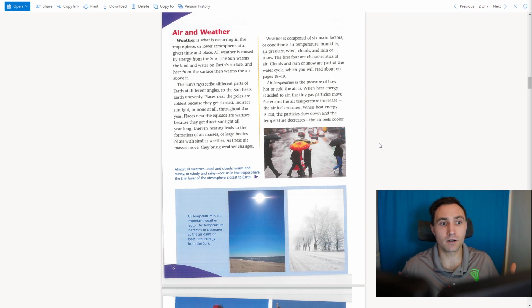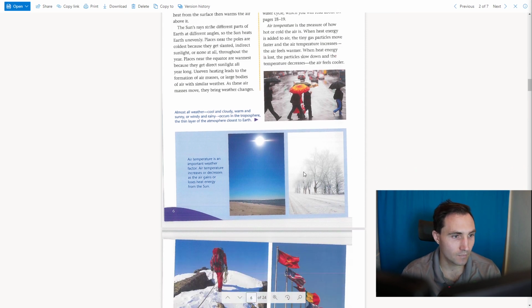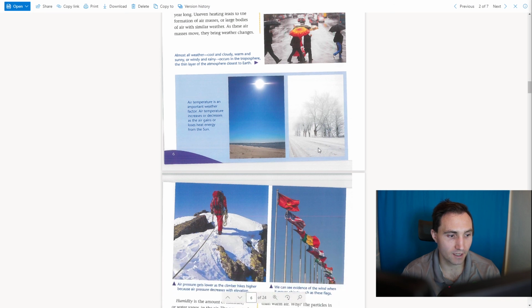So during the winter, the air particles are getting slower. They're moving slower, so that's why it's feeling colder. So here's two pictures, right? When the air particles are moving very fast, energy is being created and it feels warmer. But during the winter months, the air particles are moving slow, and there's not a lot of energy, so not a lot of heat.